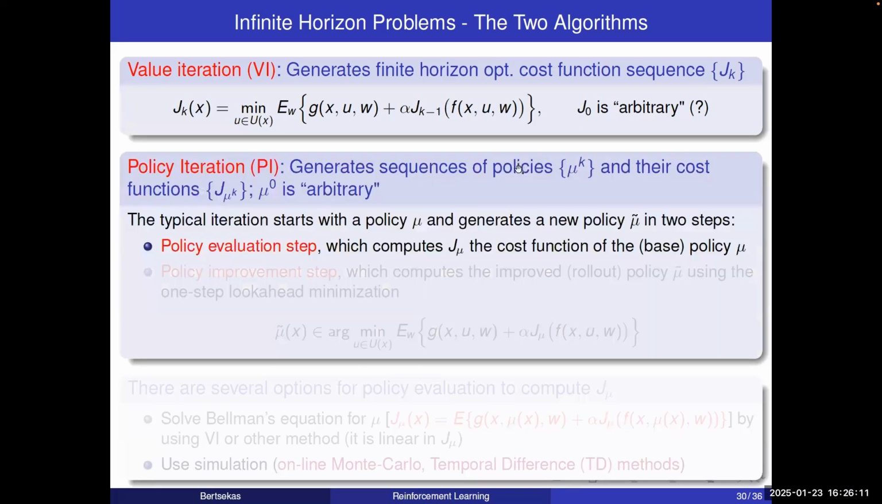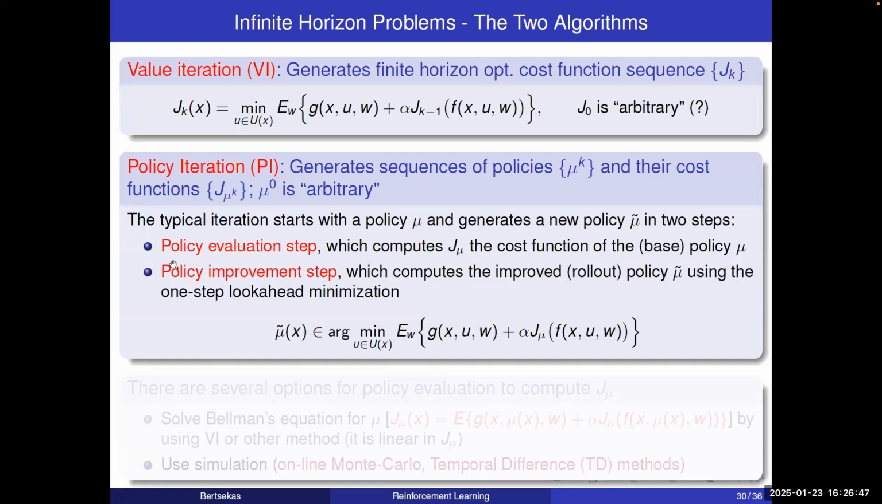Alternatively, we have policy iteration. It generates a sequence of policies and their cost functions, mu k and J mu k, where mu 0, again, can be arbitrary in some problems. Each typical iteration starts with a policy mu and generates a new policy mu tilde in 2 steps. The first step is the policy evaluation step, whereby we compute the cost function J mu of the policy mu, which we also call the base policy.